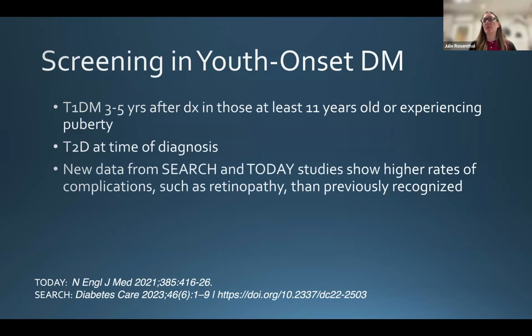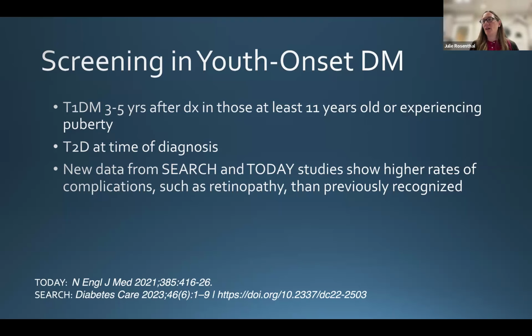This is actually something that's near and dear to my heart, but I'll go through it quickly, because youth onset diabetes is a little more prevalent than we used to think, and so is diabetic retinopathy in these patients. The recommendations from various groups differ, but they're all about 3 to 5 years after diagnosis, and for those who are at least 11 years old or undergoing puberty, type 2 always at the time of diagnosis.